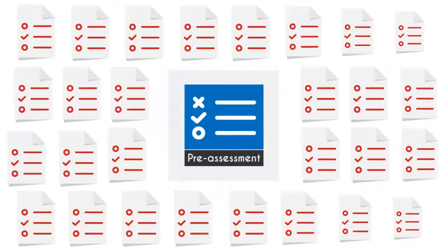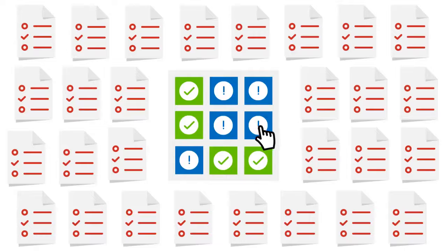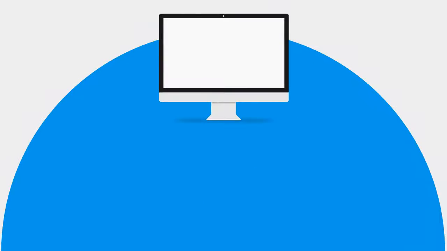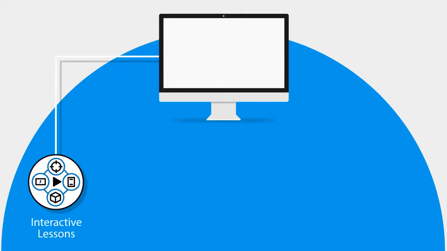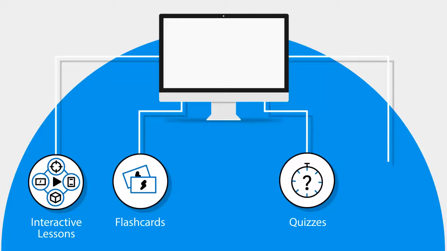In this uCertify course, you will receive 70 pre-assessment questions that will help you identify areas for improvement before you begin the course. It consists of 17 interactive lessons and learning resources with 90 flashcards, 150 quizzes, and 90 glossary terms.